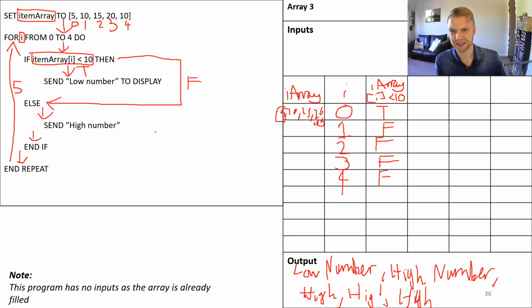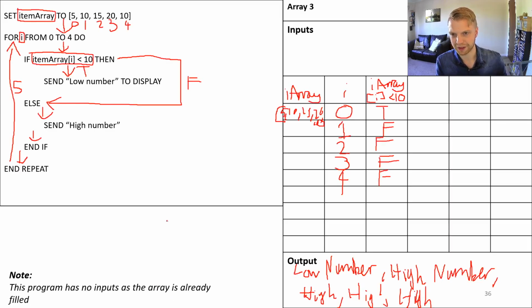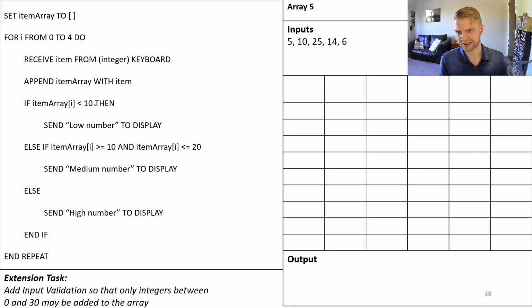If that isn't an incentive enough to write that, the incentive might be you get a mark for just doing that. So if you're happy with this, you can do it, but if you write the len, you get 1 mark just for that. And it's that easy, just replacing the number 4 or whatever with len item array, or whatever the name of your array is. Other than that, this program is exactly the same, or it's very similar.